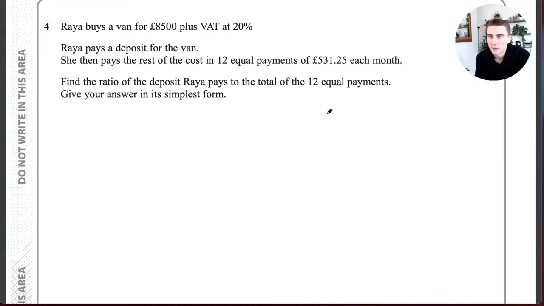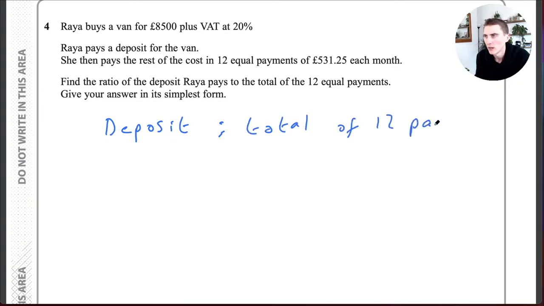But basically, with these, I would always try to write out what we're trying to find. Before you do any working, just write out what you're trying to find. So we're trying to find the ratio of the deposit to the total of the 12 equal payments. So total, excuse my handwriting, of 12 payments. There we go. So that's what we're trying to find. So now we can always look at that and say, okay, that's our aim.